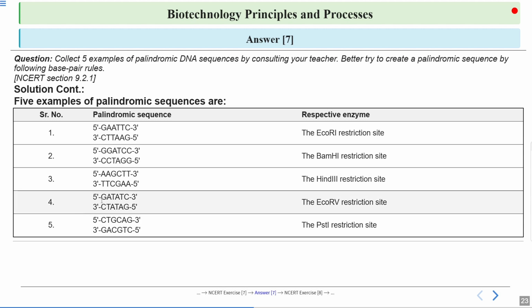Fourth one, GATATC, and if you read from this direction, GATATC. This is for EcoR5. EcoR5 is the fifth restriction enzyme that was discovered in the E. coli bacteria. Fifth one, 5' to 3', CTGCAG, and this also reads in the same way, CTGCAG. This is the PstI restriction site.